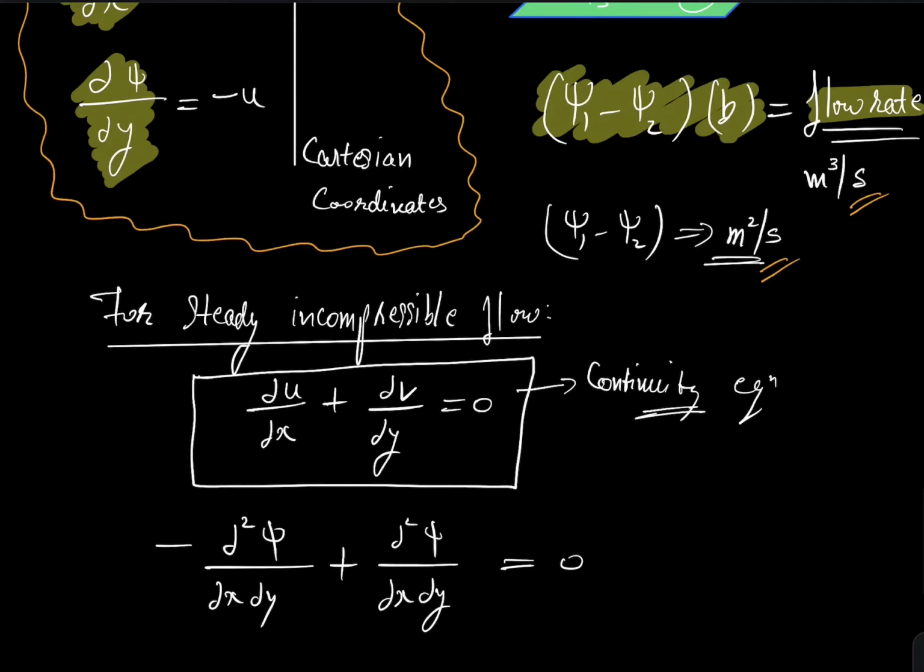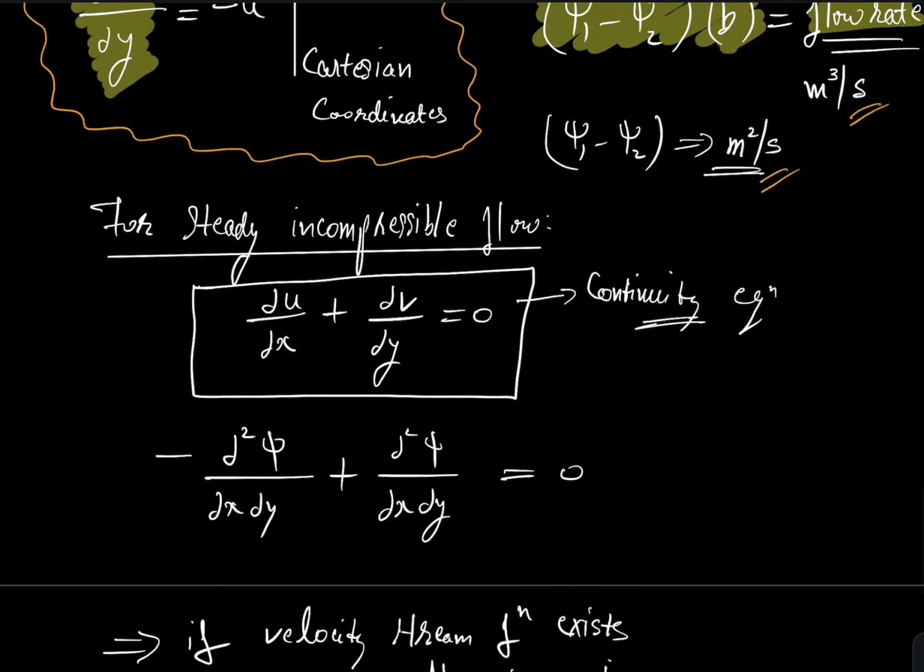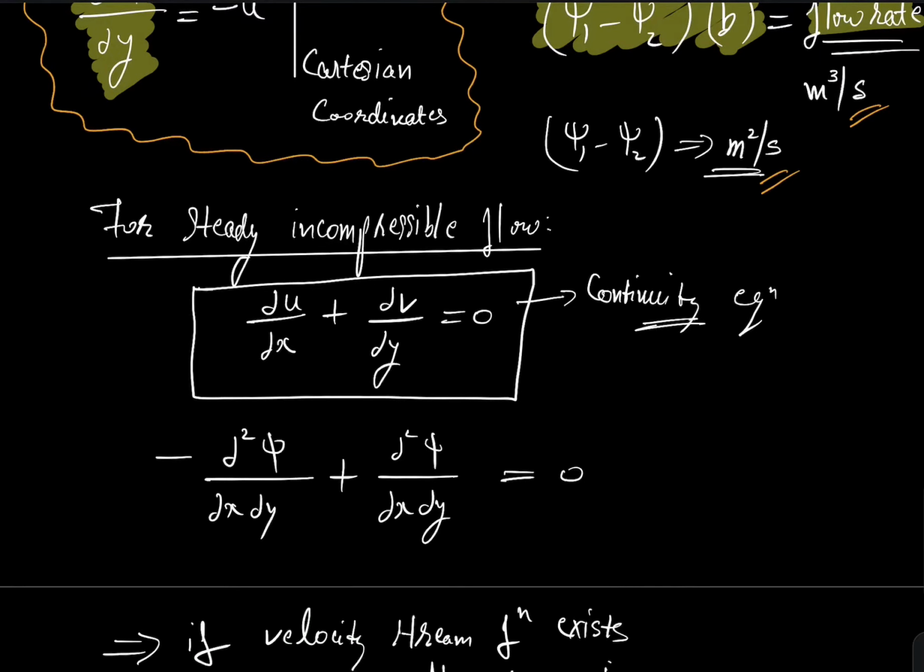So here del u by del x plus del v by del y is equal to 0. That is my continuity equation for steady incompressible flow. So let's now replace the values of u and v here. What is my u? u is minus of del psi by del y, and v is del psi by del x. So when I replace these values, I will get one term as minus of del square psi by del x del y, and one term as del square psi upon del x del y. Now these both are equal and opposite in sign, and both are in addition, so it will turn out to be a 0.